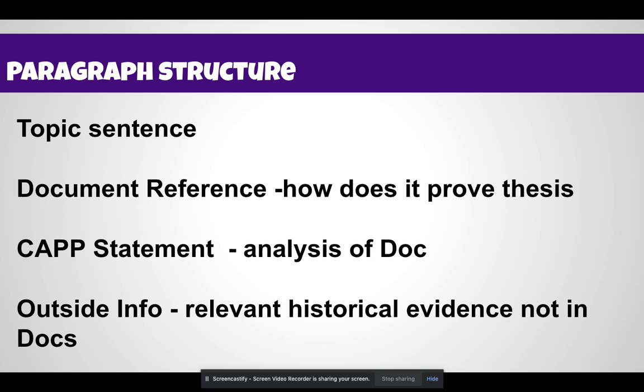When you're writing your paragraphs, you want to have a paragraph structure that starts with a topic sentence that is likely related to one of the pieces of evidence that you listed in your thesis, especially if you're using a chicken foot thesis model. You want to have a document reference in there. How does this piece of evidence from the document support your claim? And a CAP statement. So using one of the levels of analysis from CAP, context, audience, purpose, or point of view, to analyze that document. And again, how that helps you understand and support your claim.